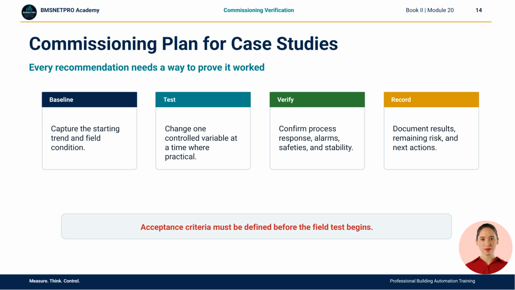Finally, record the result. The most important professional habit is to define acceptance criteria before the field test begins. Otherwise, the team may see what it hopes to see rather than what the system actually did.